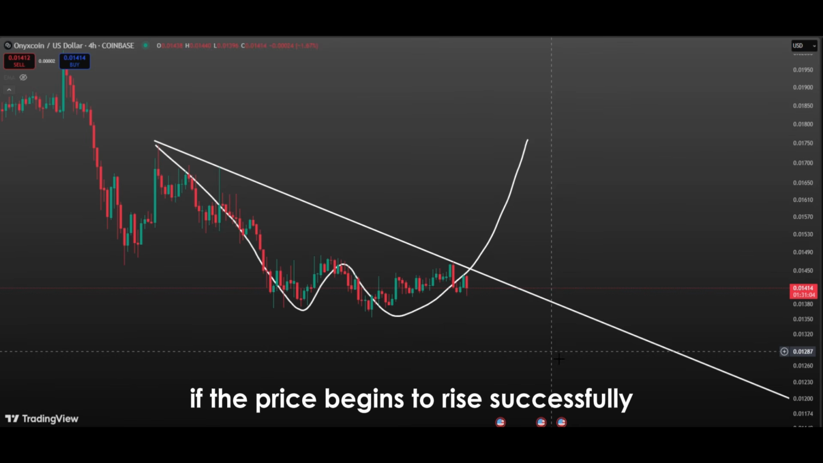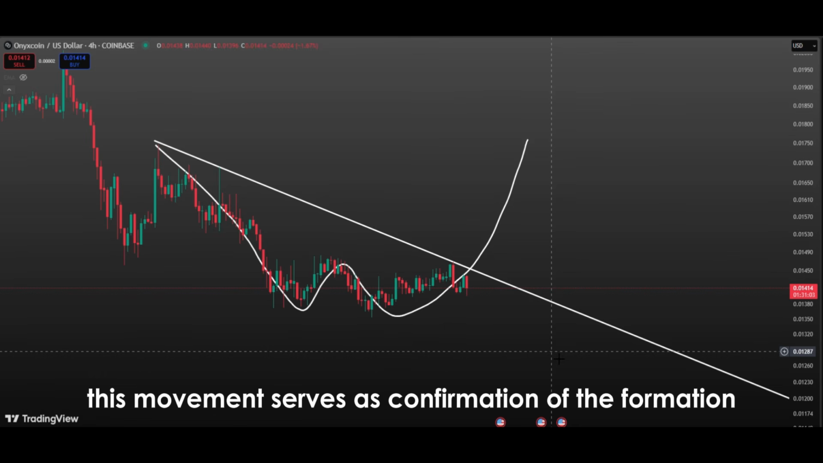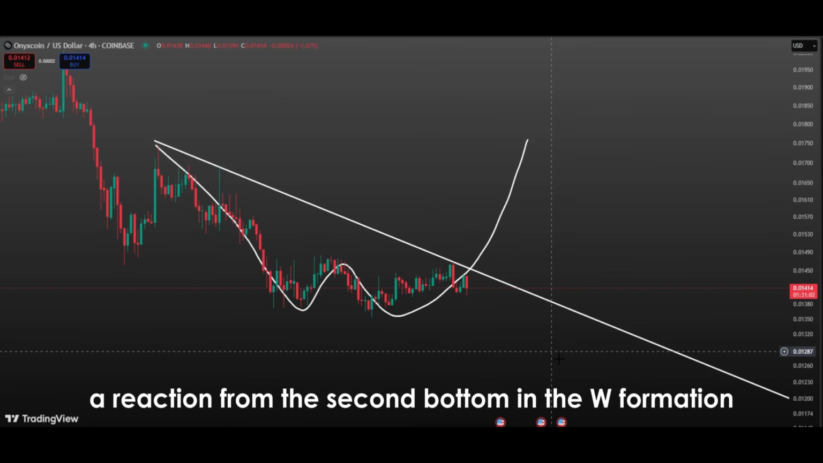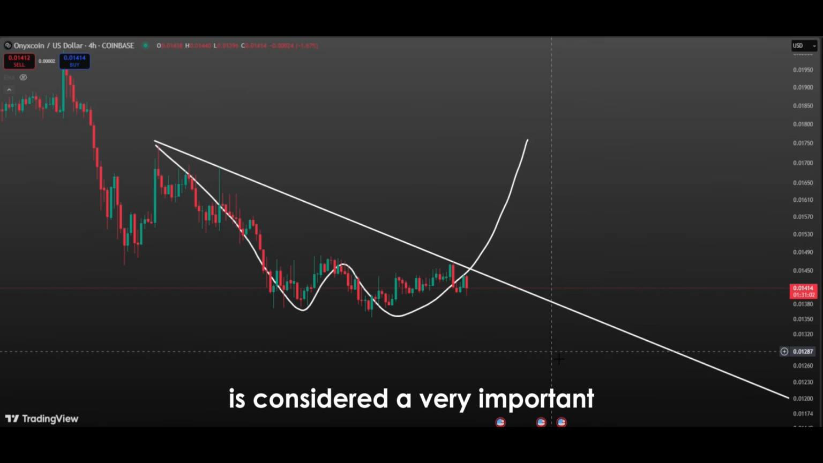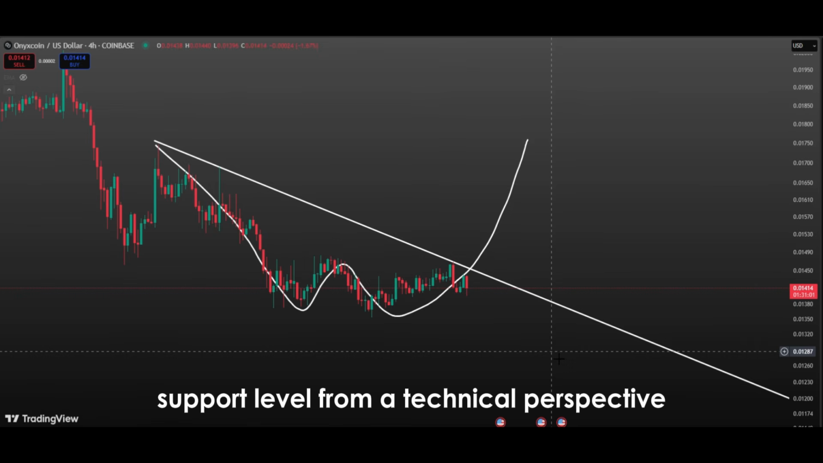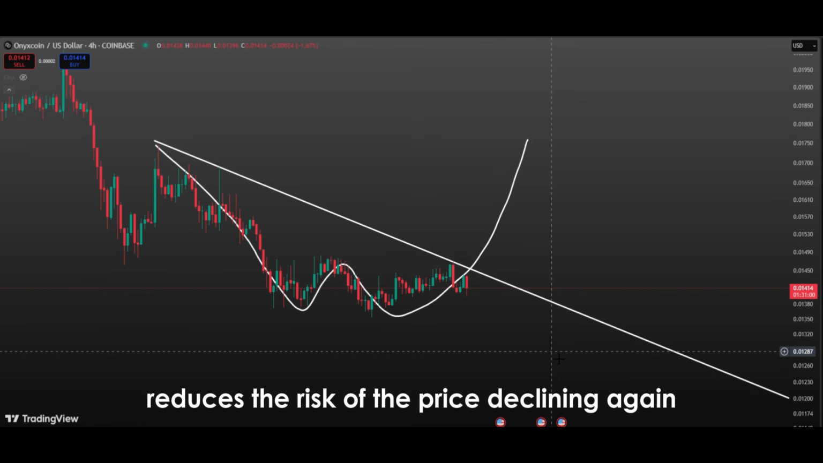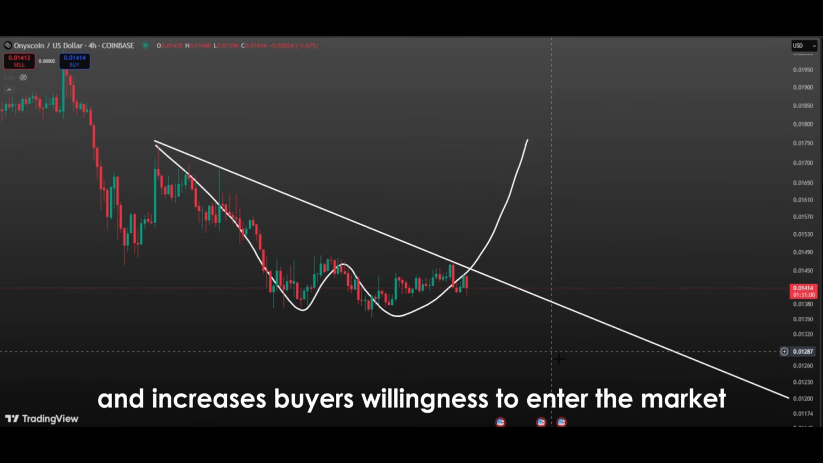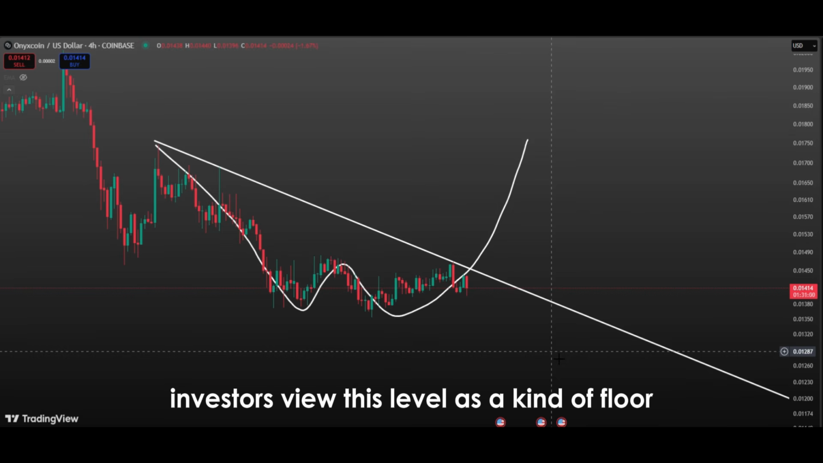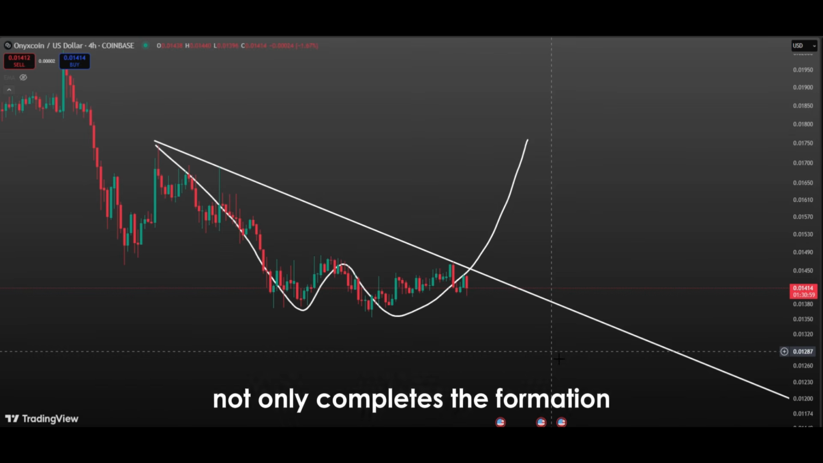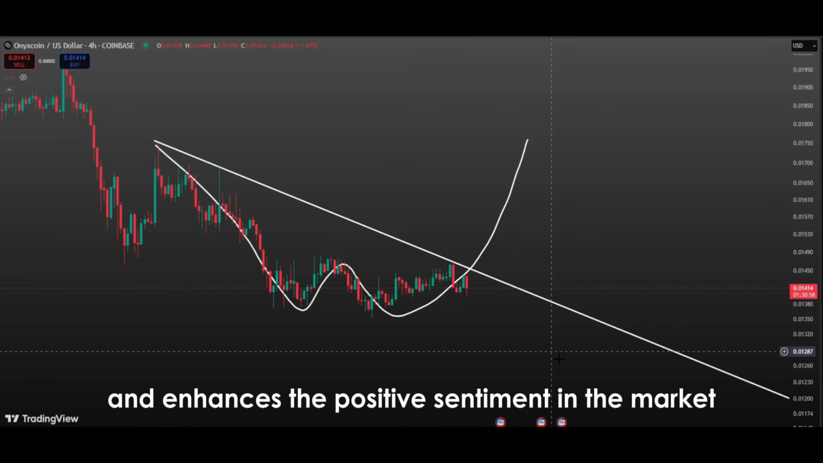If the price begins to rise successfully from this point, this movement serves as confirmation of the formation and indicates that buyers are strengthening and taking control of the market. A reaction from the second bottom in the W formation is considered a very important support level from a technical perspective. The strength of this support level reduces the risk of the price declining again and increases buyers' willingness to enter the market. Investors view this level as a kind of floor and expect a rise from here. Therefore, a strong move starting from the second bottom not only completes the formation, but also increases investor confidence and enhances the positive sentiment in the market.